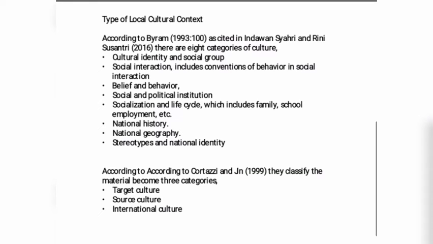According to Cortese and Gene 1999, they classify the material into 3 categories of cultural context: target culture, source culture, and international culture. In this research, the writer classifies the data by this supportive theory by Brown and also Cortese. In this research, we focus on local cultural value or context. So, in Cortese's classification, the target is source culture. And then we go into more detail in Brown's classification, with 8 categories of culture.